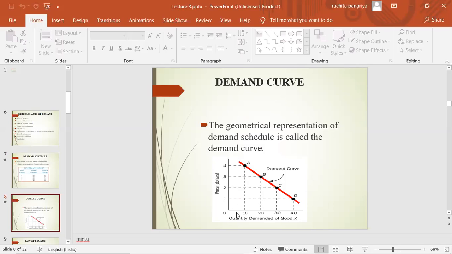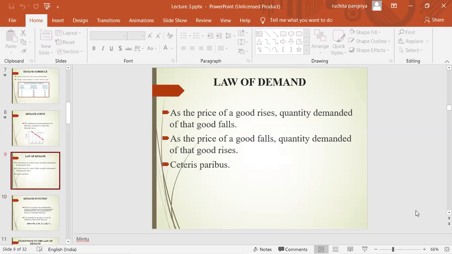So you can see from here that when the prices were more, the quantity demanded was less. At point A, the price was 4 and the quantity demanded was 10. At point B, when the price fell to 3, the quantity demanded increased. So this is called the law of demand. As the price of a good rises, quantity demanded of that good falls, and as the price of a good falls, quantity demanded of the good rises. It is ceteris paribus.